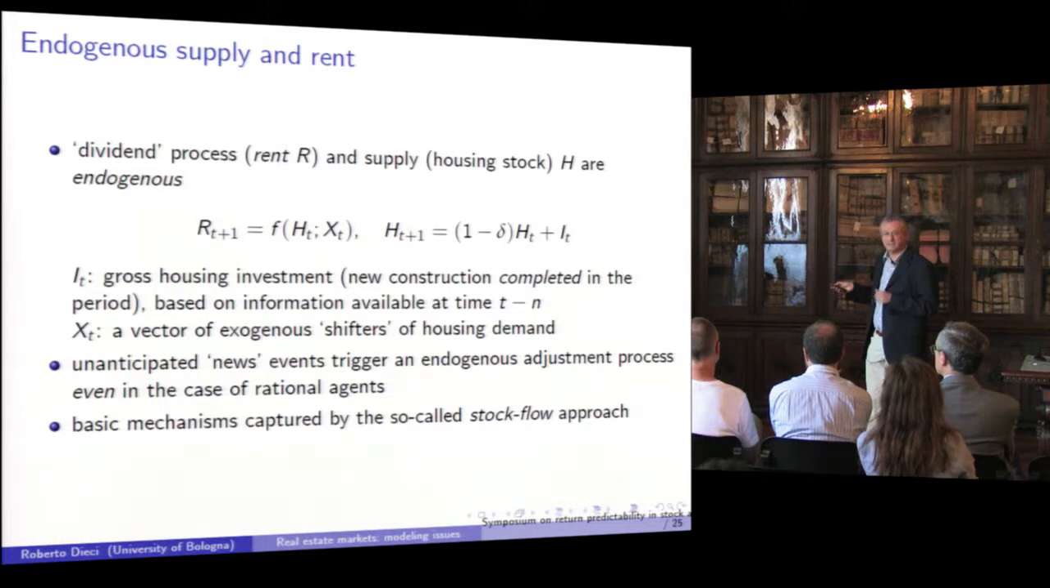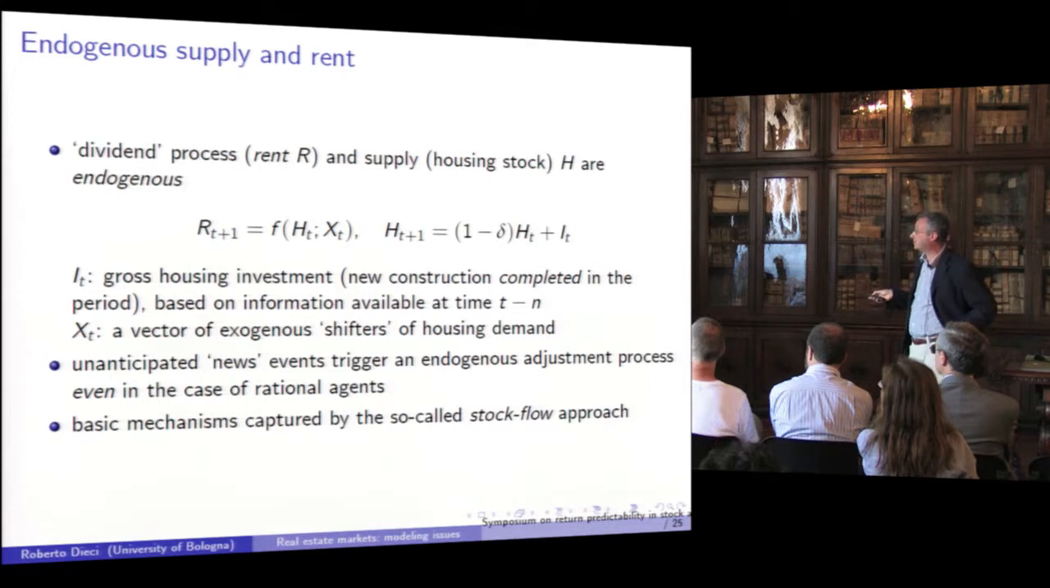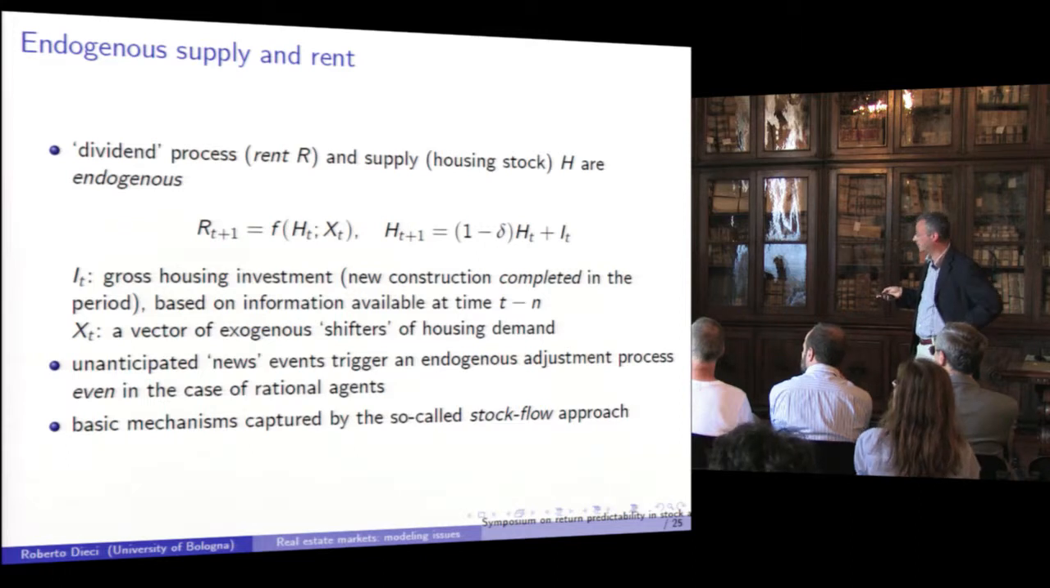New constructions delivered at time T are housing starts at time T minus N. And in principle, they could be based on the information available at time T minus N. So there is a problem of expectations here. But in any case, the rent changes with the supply, and supply changes due to the lagged effect of past investment decisions. So there is some endogenous dynamics inside, even in the case of rational agents.